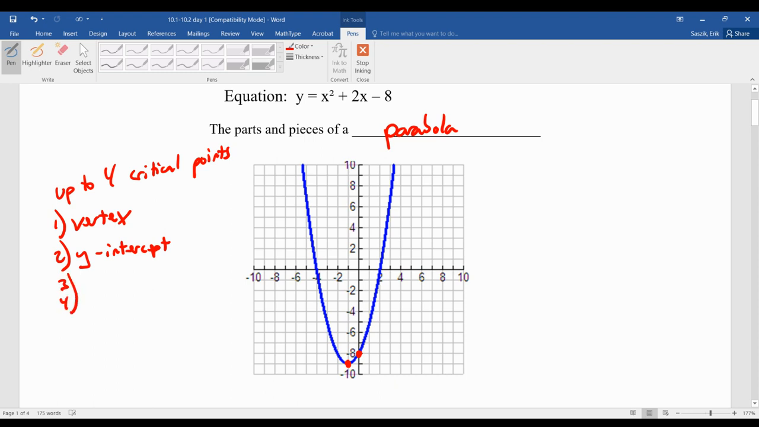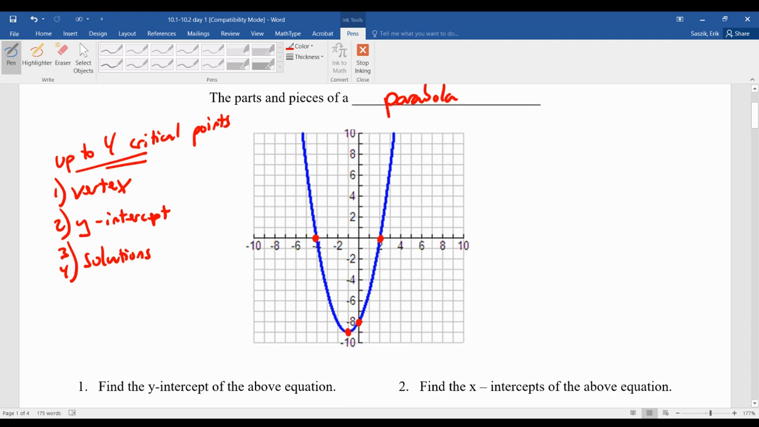And you also have solutions. But remember, sometimes you don't have solutions. And the most solutions you could have would be 2. So that's how you get up to 4 critical points. Solutions, remember, are the same thing as the x-intercepts. So that would be this and this. Okay, there's our parabola.